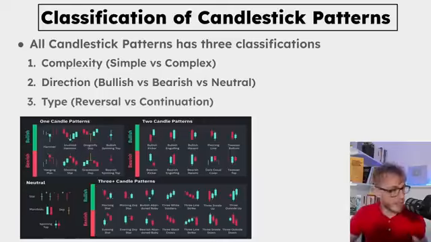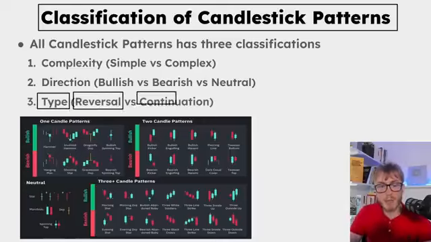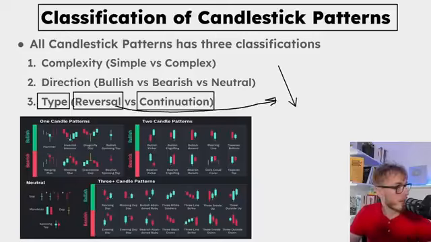The third classification we have right here is the type. And here we have reversal patterns and we have continuation patterns. A reversal pattern basically means that if we have a downtrend and then the pattern appears, so let's say that this is a random pattern, then the goal of this pattern is to reverse the price.